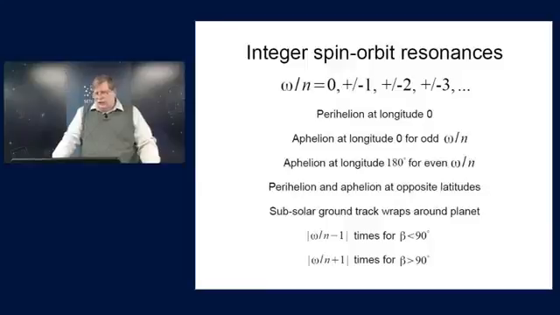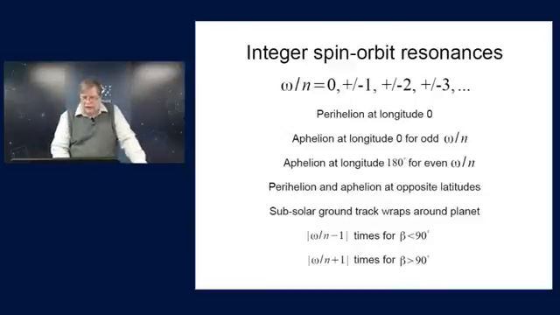Now, the 0 and the negative resonances are not very important, so I'm going to concentrate on the positive ones here. And so all these resonances have certain characteristics which we're not going to bother to go into in detail. It's better just to look at some more maps.